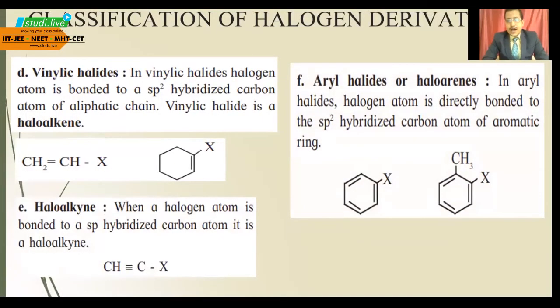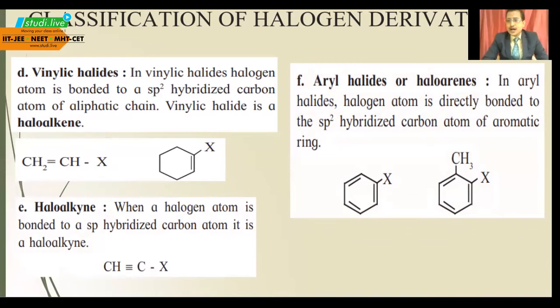Okay. Haloalkyne. Alkyne आ गया. Alkyne मतलब अच्छा, carbon carbon triple bond. Remember that. So what type of hybridization? It is sp hybridized. So sp3, sp2. Now it is sp hybridized, and in that sp hybridized, when halogen atom is bonded to sp hybridized carbon atom, it is called as haloalkynes.